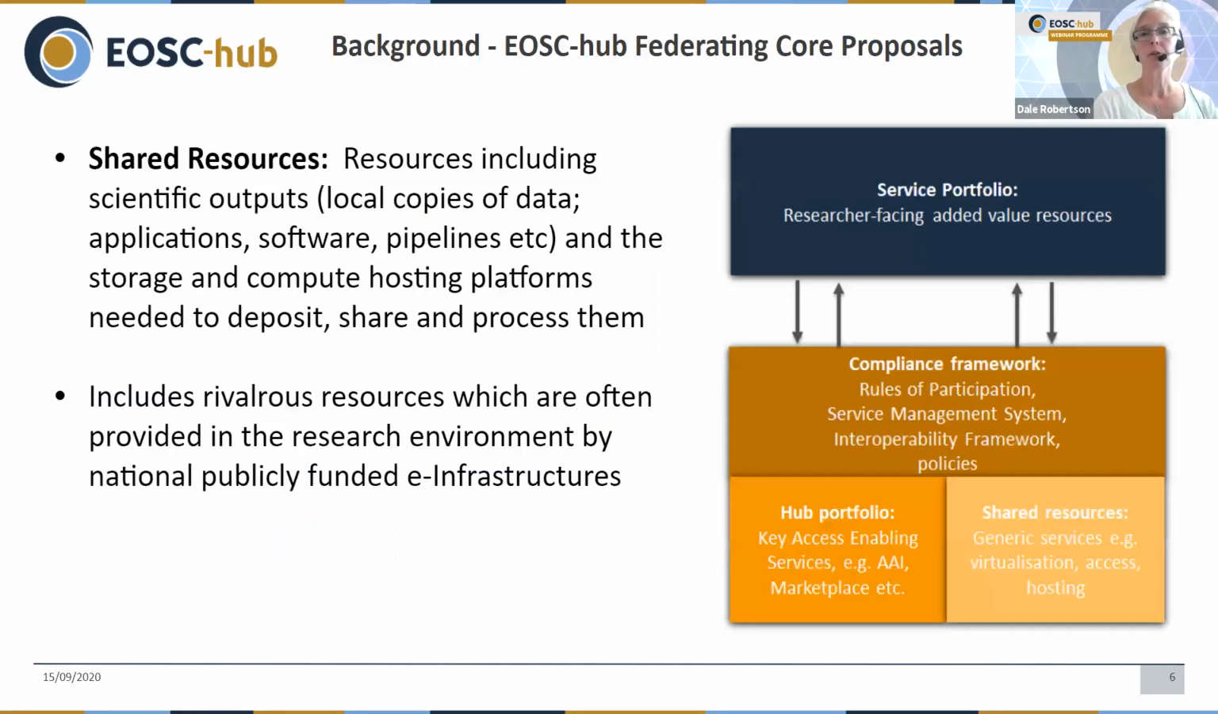So I wanted briefly to spend a few moments just looking back at the most relevant part of the EOSC-hub Federating Core proposals. I'm not intending to summarise all of those proposals, but the brown and orange boxes in the bottom right-hand corner of this slide, those 3 boxes, are what we proposed as the Federating Core. So these are the EOSC-hub proposals. The Federating Core consists of 3 elements: the compliance framework, the hub portfolio, and the shared resources.